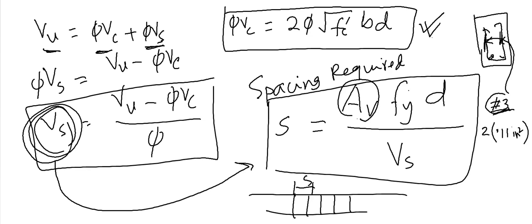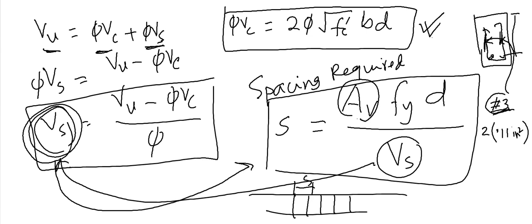What is your yield stress? Whatever the material you are using. If the reinforcement is 60 grade, then 60 ksi. Now what is d? d is the distance from here to here. And what is Vs? Whatever shear force is required to be carried by the steel. How to calculate? Using this equation. So hopefully you understood the concept of shear reinforcement design. You will choose a bar, number 3 or number 4, then you will calculate the spacing.